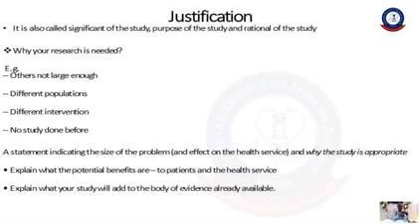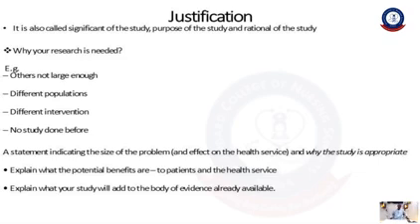E.g., orders not large enough, different population, different intervention, no study done before. These are the reasons you should justify. Others not large enough. Yes, a research was conducted, but it was not large enough to justify the study. Different population. Okay, somebody has done it in Minna, you want to do it in Kwantagora, or you want to do it in Bida. Yes, it's the same problem, but in different location.